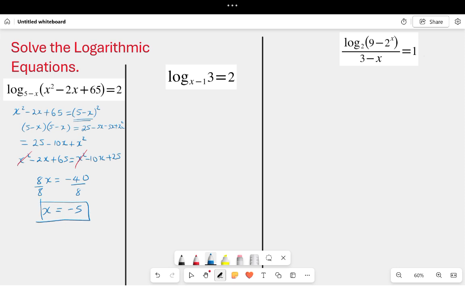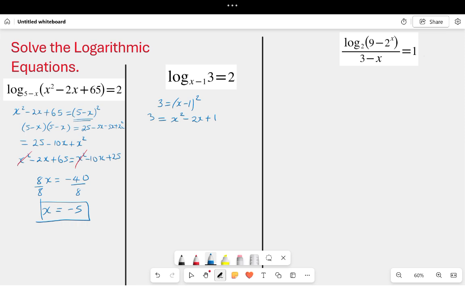Okay, now the next one, we have the logarithm to base x minus 1, 3 equals to 2. Now again, to get rid of the logarithm, we are going to get 3 is equals to x minus 1 squared. Now working out by our earlier knowledge of expanding the binomials, so we are going to have 3 is equals to x squared minus 2x plus 1.